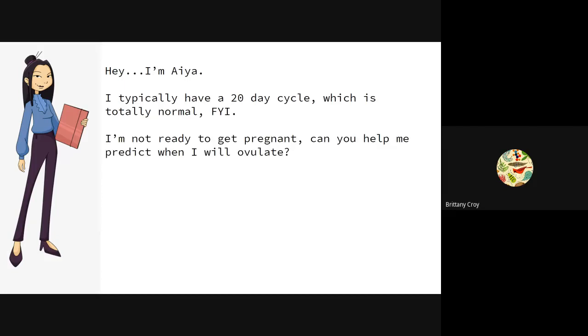Here's another one. This is Aya, and she typically has a 20-day cycle, which is normal. Anything between 20 to 40 days is considered normal. She is not ready to get pregnant and wants us to help let her know when she'll ovulate so she can avoid getting pregnant.